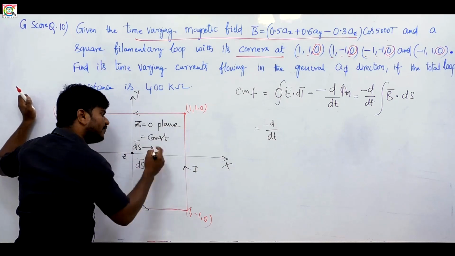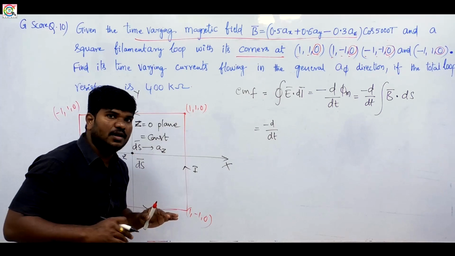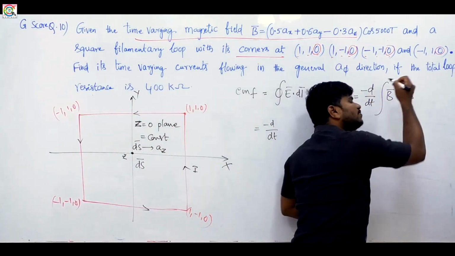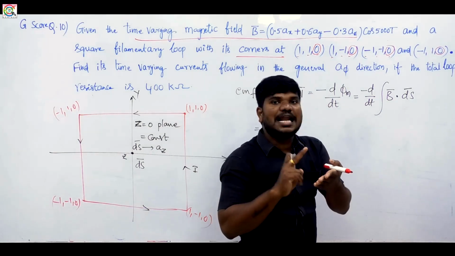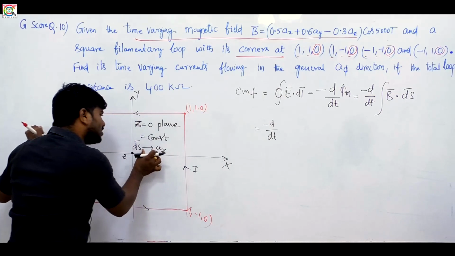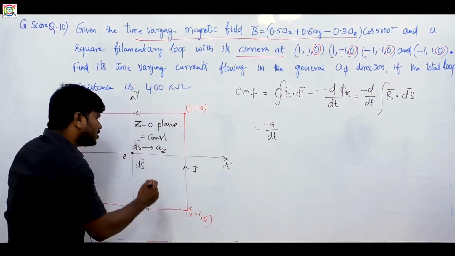The direction of the surface is always az. Okay, you have to write the ds bar. So you should know the magnitude as well as the direction. What is the direction of this ds bar? The direction of the ds bar is az, right? For z equals constant.